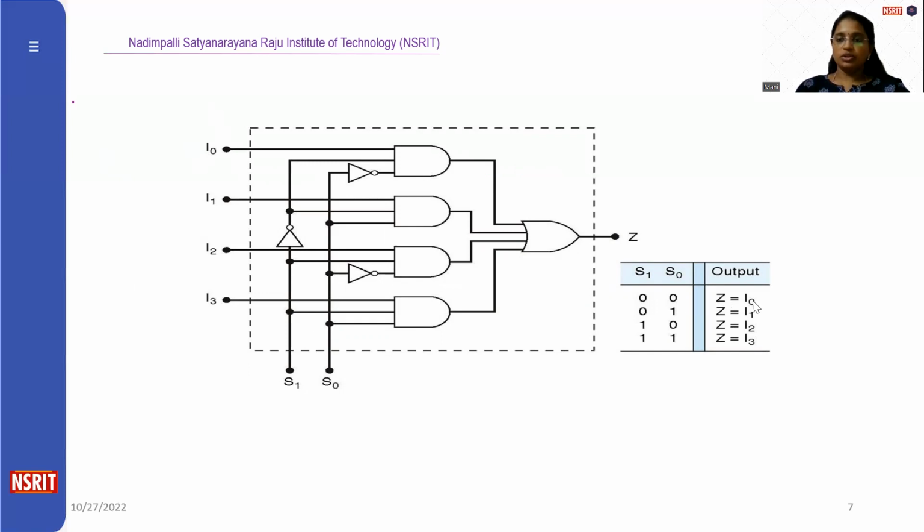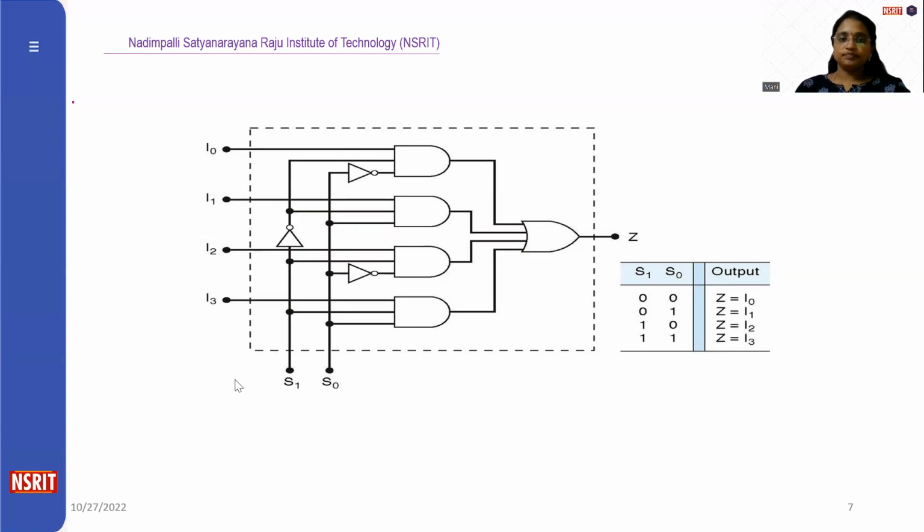I naught is routed to Z. Whatever information is present at I naught will be routed to Z. If it is a 0, 1, we'll get the I1 information at the output. If it is a 1, 0, we'll get the I2 information at output Z. If it is a 1, 1, we'll get the I3 information at Z.